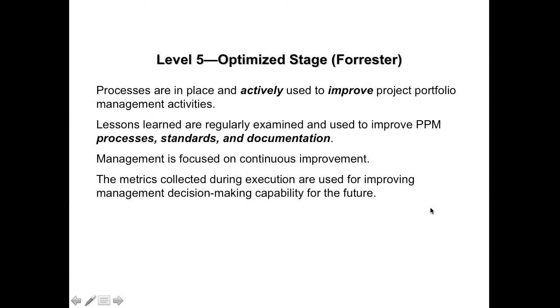And the fifth step then, the highest level you can attain, at least in this model, is that we have a process that actually actively focuses on improving our product portfolio management, right? We not only have put one in place, we also have a process in place that tries to improve it. We try to learn from what we do, right? The lessons learned, and this also improves the PPM process.